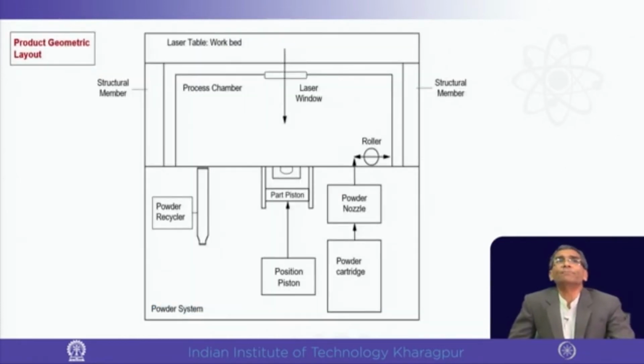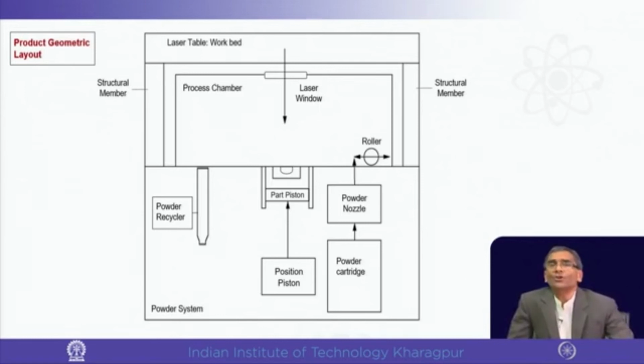Now, this is a product geometric layout based on that architecture. On top it is the laser table, the structural member on both sides, that process chamber, laser window, all these things that we had seen. Now, this power recycler and power system all together is there. This is the construction or geometric layout of the product. So, from the function we have gone to the element allocation, and from the element allocation we have arrived at the product geometric layout.